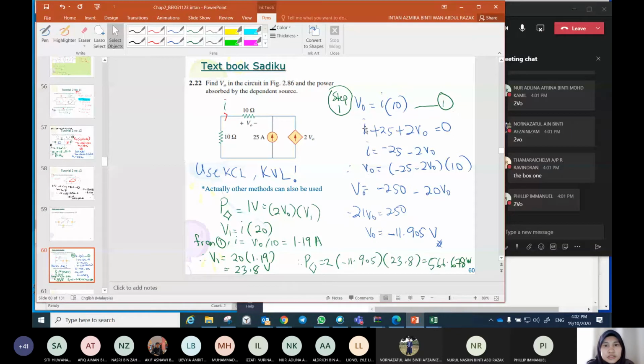Okay, so now how to find the I? It seems like we can solve I by using KCL. Okay, now we come to KCL. Okay, this is KCL. What is the formula of this? What is the formula of this?